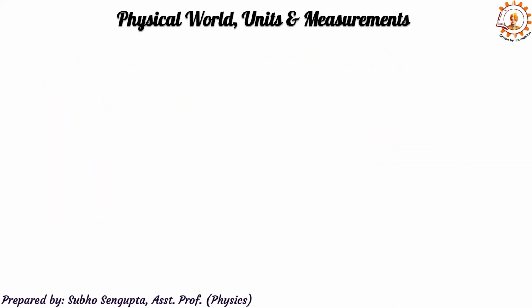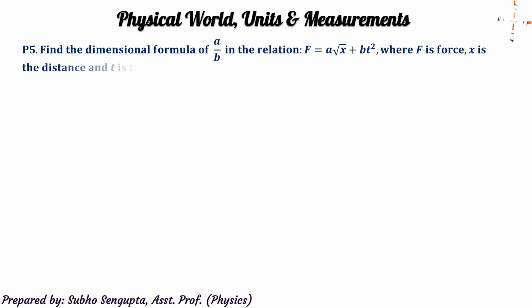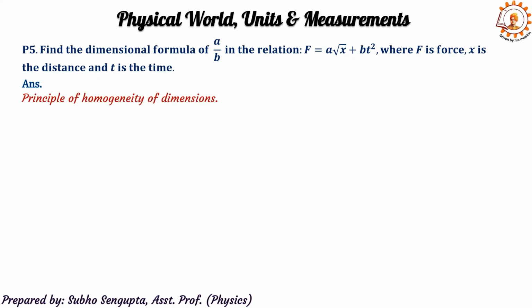In our fifth and final problem of this segment, we need to find out the dimensional formula of small a divided by small b from a given relation where both small a and small b are constants. This problem is based on the principle of homogeneity of dimensions, or simply dimensional homogeneity. According to the principle, a physical relation or equation is dimensionally correct if the dimensions of fundamental quantities are the same in each and every term on either side of the relation or equation.